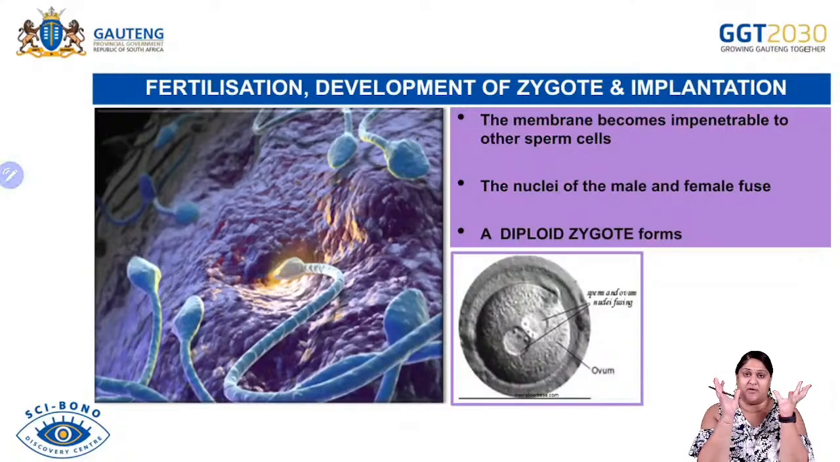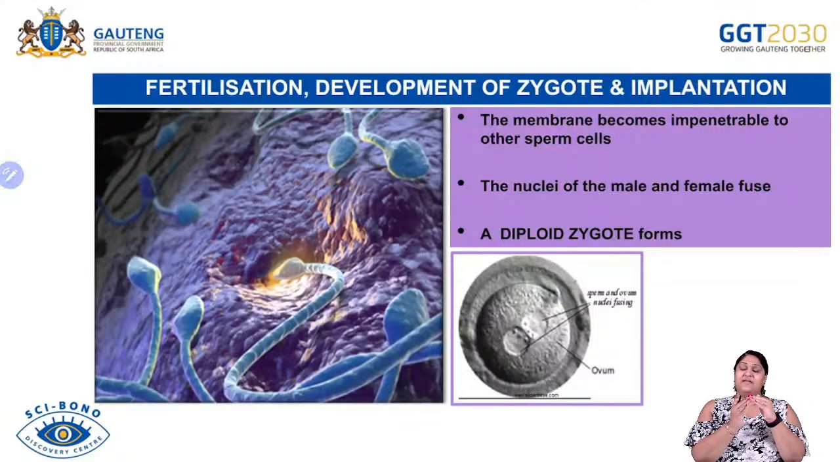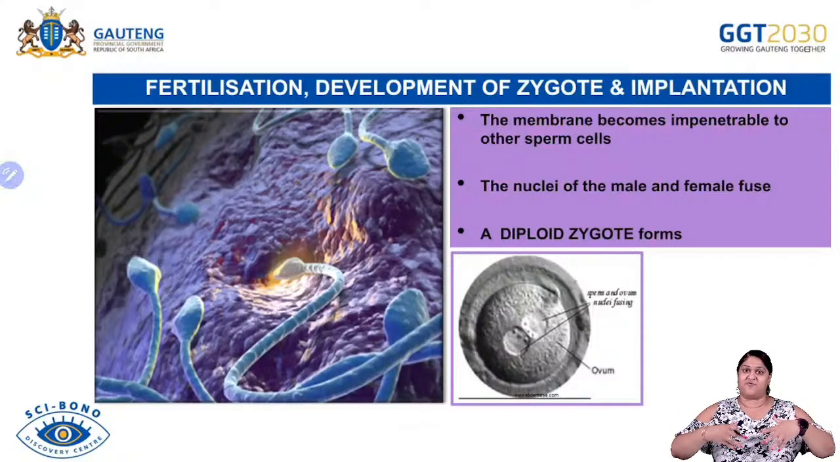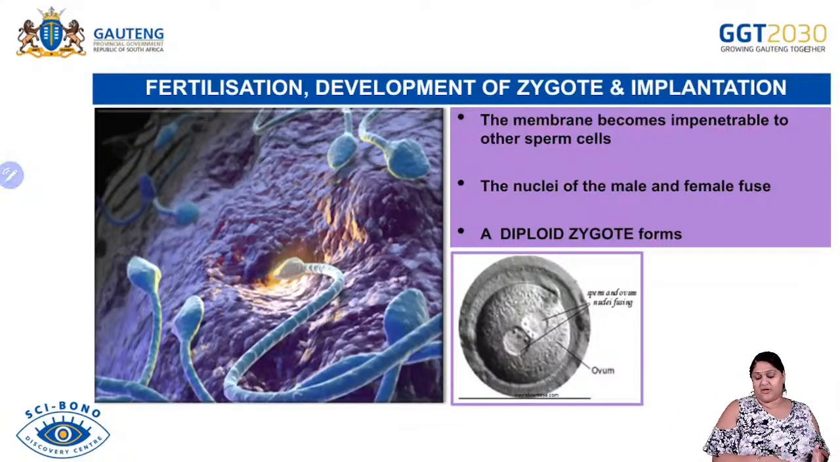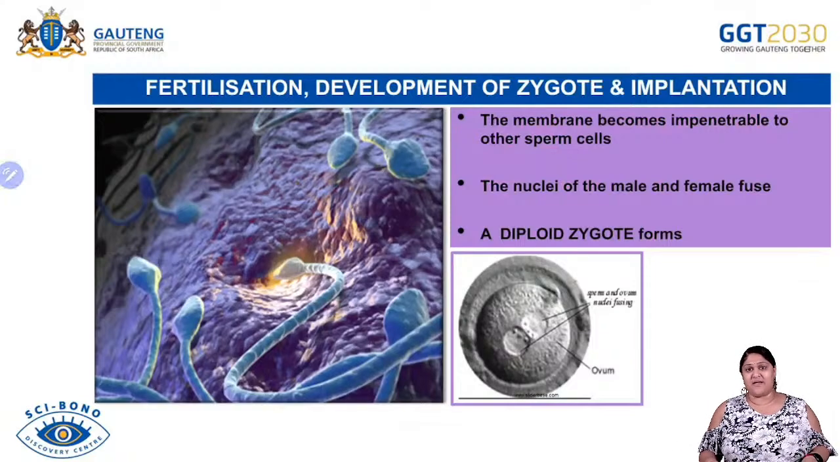So the next thing that happens is that the membrane was broken. We spoke about how it was dissolved by the enzymes, and that allowed the head to enter, and then the other part falls away. But now we need to prevent other sperm cells from entering. Remember, the important part about this whole fertilization is that we have a haploid nucleus in the ovum that needs to fuse with the haploid nucleus in the sperm cell.